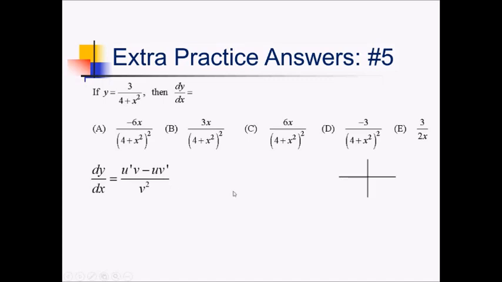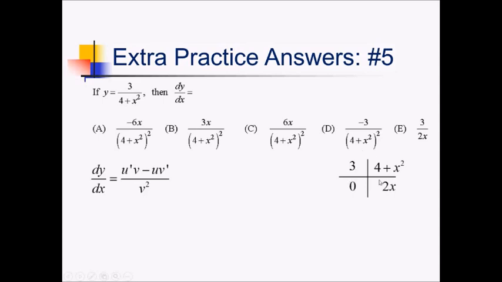I'm going to set up my box and ribbon to help me organize all this. So I've got my u value, my numerator, which is just 3. My denominator, my v, is going to be 4 plus x squared. And now the derivatives of these, derivative of 3 is just 0, which will be really nice. And then derivative of 4 plus x squared is 2x.